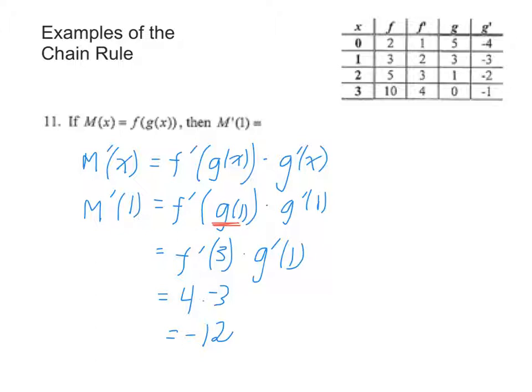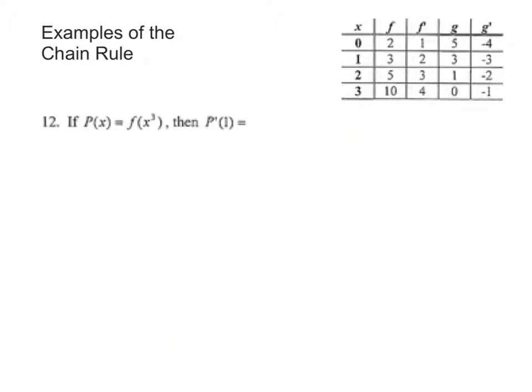So this answer is negative 12. This formula is extremely important for you to make use of and to memorize. Here's another one that you'll see in the problem set that we'll work on for this section. It doesn't look like a chain rule because you can't see the letters g of x, but there is a function inside. Here, g of x is really x cubed.